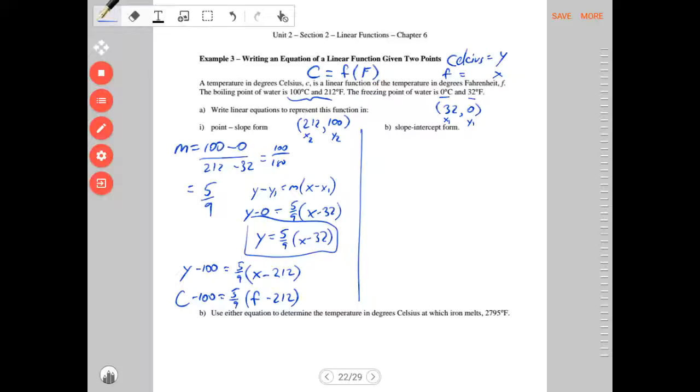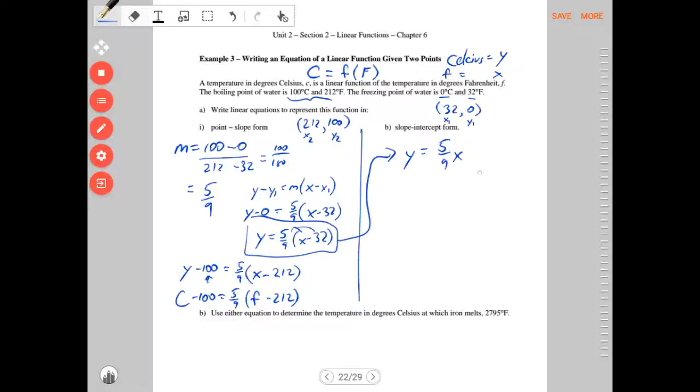And then slope-intercept form. Basically, we're going to take one of these equations and change it into y equals mx plus b. I'm going to choose to take this one because it's just easier. The reason it's easier is because you don't have that 100 on the y. So that's 5/9 times x, and then 5/9 times negative 32. On your calculator, I don't expect you to know this in your head.